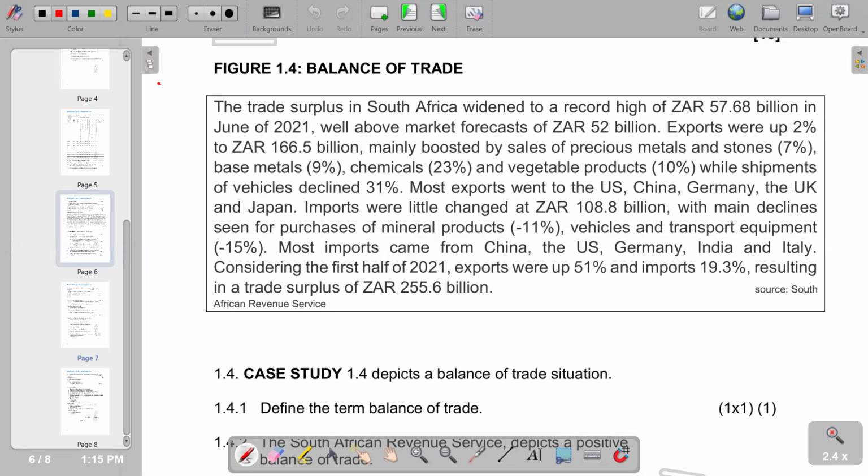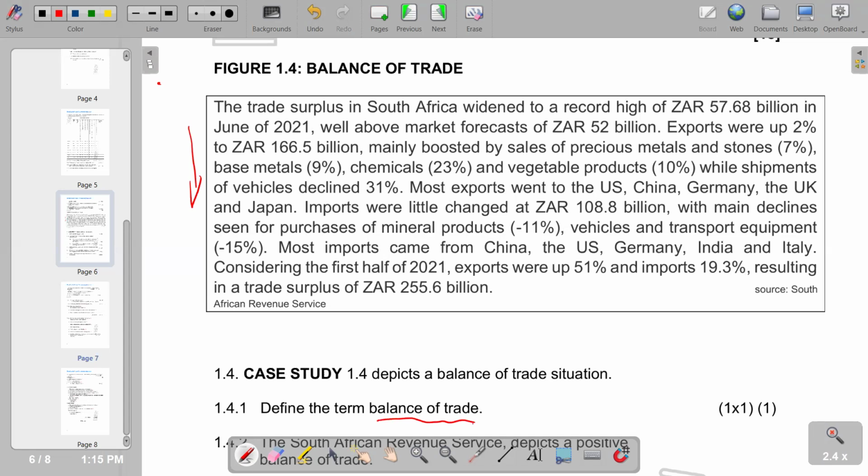So in this video, we want to look at balance of trade, whereby we are given information before we start to answer the questions. So you are supposed to go through everything that is given in the information that we have. So in terms of our question, the first question reads, define the term balance of trade. So this is the first question that we have.